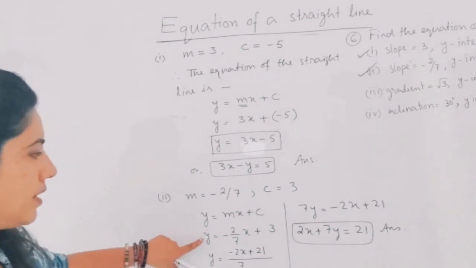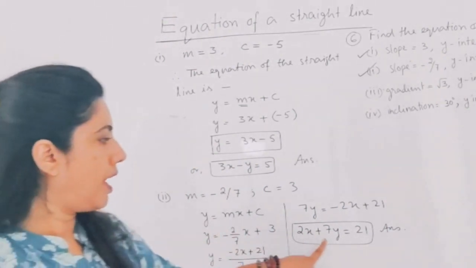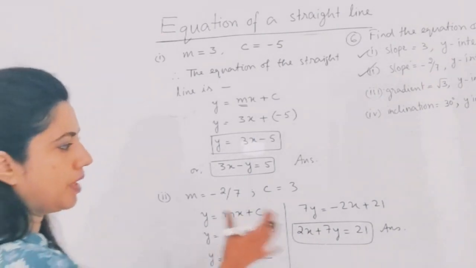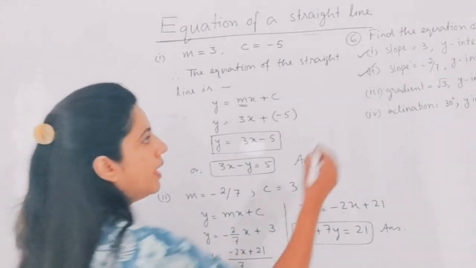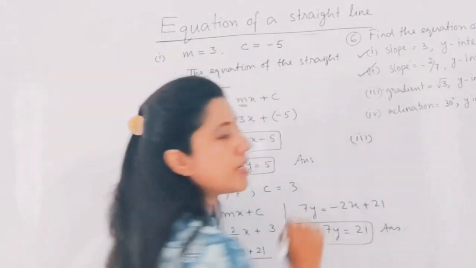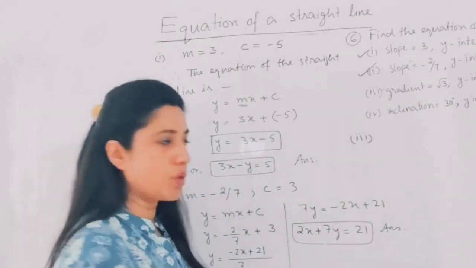See, you can keep the answer this way also. Like you can use anything. It is the same thing after rearrangement we are getting it. Let us do the third one. Third question is gradient is root 3. Gradient is nothing but slope only.